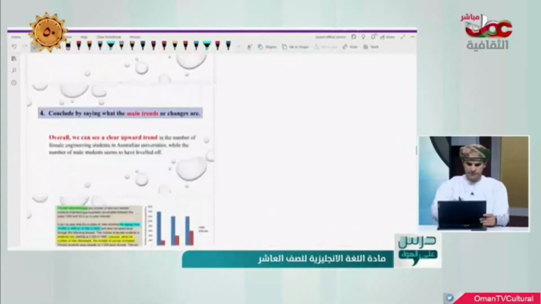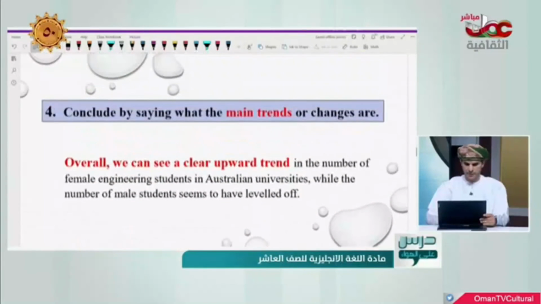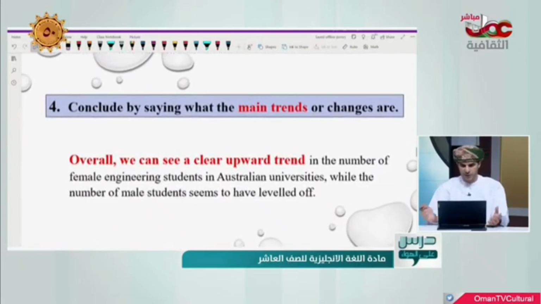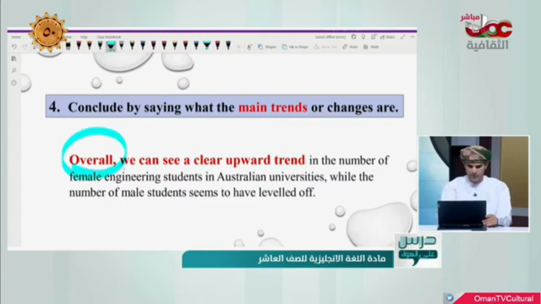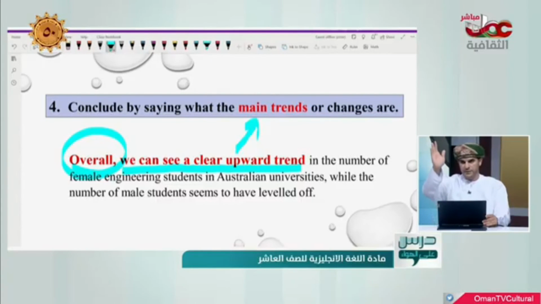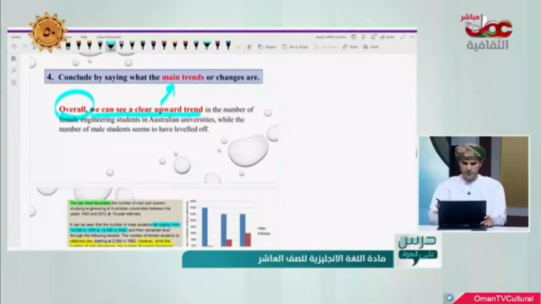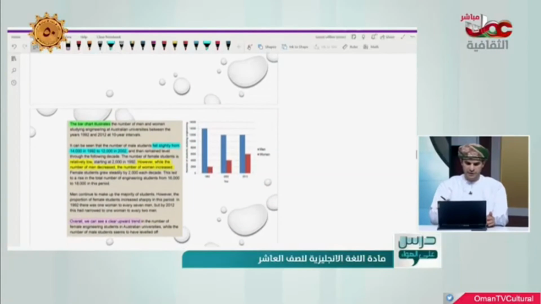Step 4, make a conclusion by saying what the main trends or changes are. Overall, we can see a clear upward trend in the number of female engineering students in Australian universities, while the number of male students seems to have leveled off. So your writing should be like this one.